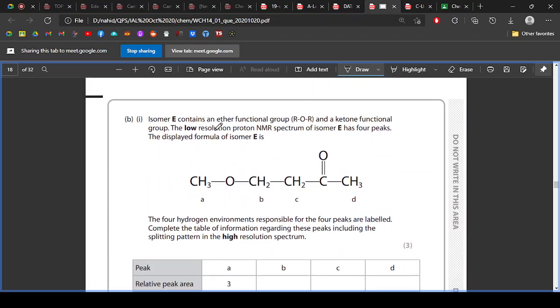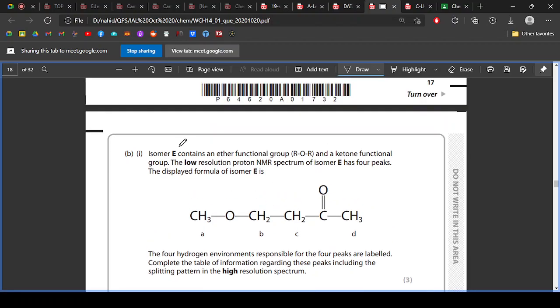And then they said isomer E contains an ether functional group. So we talked about A, B, C, D. Now this is a different isomer, same type of compound but different isomer, and it has an ether functional group. An ether is a compound that has something like this, a C-O-C. Anything can be attached on the two ends, but in the middle there is a C-O-C. That's it.